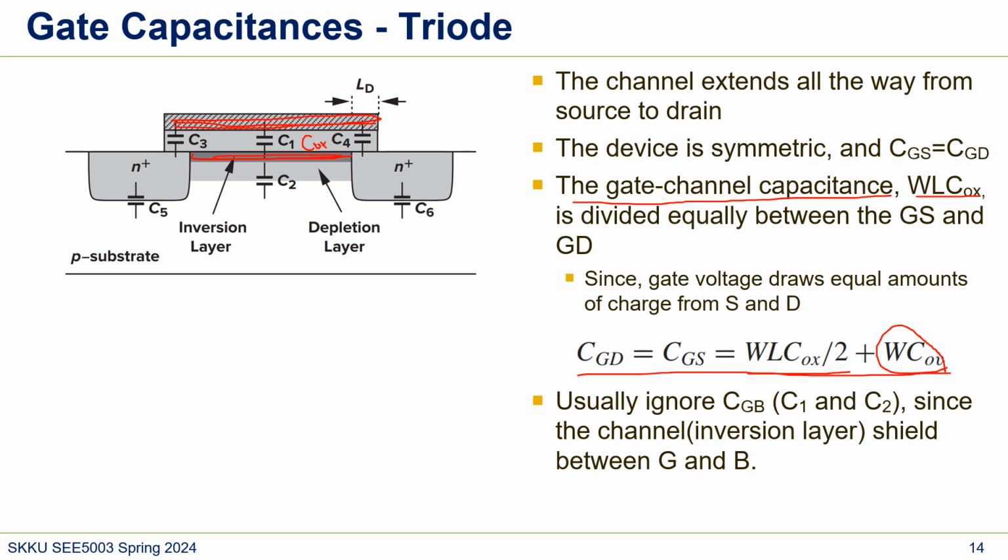And what about this C1 and C2? I'm saying capacitance between gate and bulk. So we ignore this part because we have the channel inversion layer, and it shields the charge movement between gate and bulk. So just ignore C1 and C2 in the triode and saturation regions. We'll talk about the saturation region.